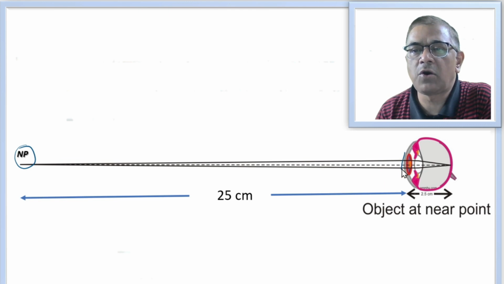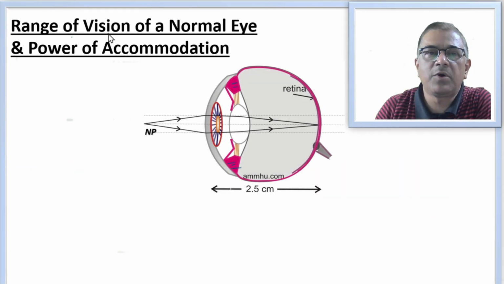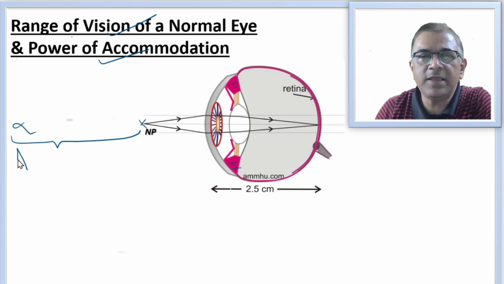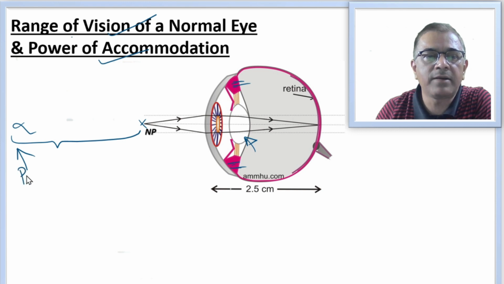Let us talk briefly about the range of vision of a normal eye and its power of accommodation. The range of vision of a normal eye is from infinity till the near point. When the object is at infinity, ciliary muscles are in the most relaxed state. Eye lens has the maximum focal length and correspondingly minimum power equal to plus 40 diopter.